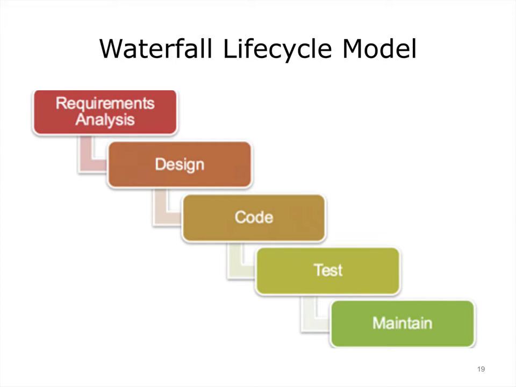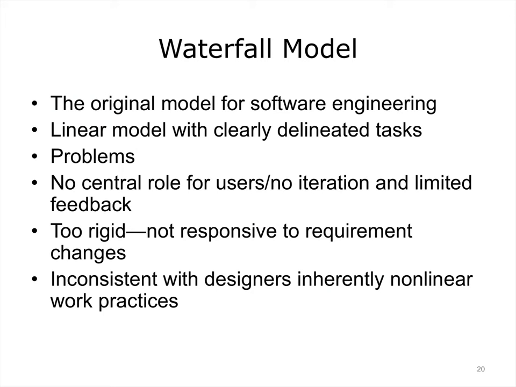This diagram illustrates the 5-step process in the waterfall lifecycle model, beginning with the requirements analysis onward to the different phases of the development process, including design, code, test, and maintain. The waterfall model is the original model for software engineering and was immensely influential. It is a linear model with tasks that follow each other in a clearly defined sequence. There are known problems with the model.